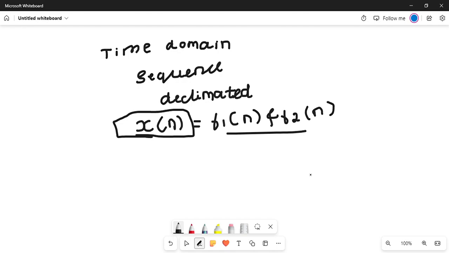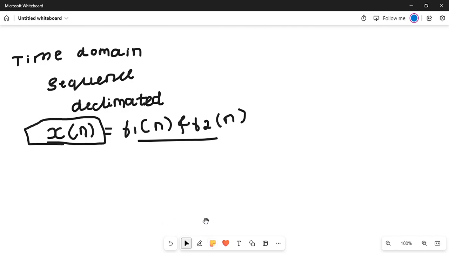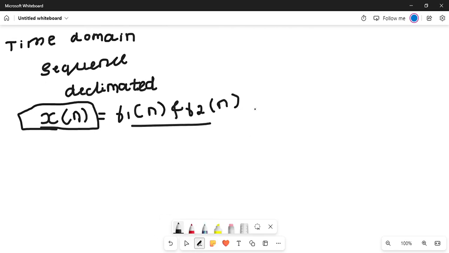Now according to DIF-FFT, what is happening is that x of k is decimated. What is x of k? The DFT x of k is decimated. You are decimating your x of k, that means you are going to divide the x of k into two summations. One is for n by 2 data points, and the second summation will be for the remaining n by 2 data points.